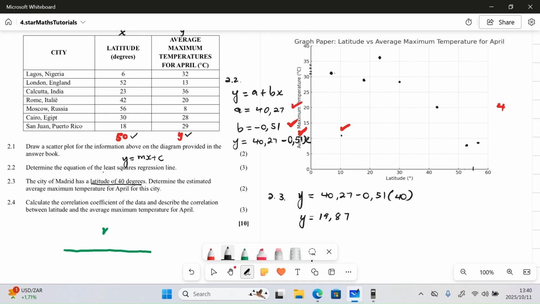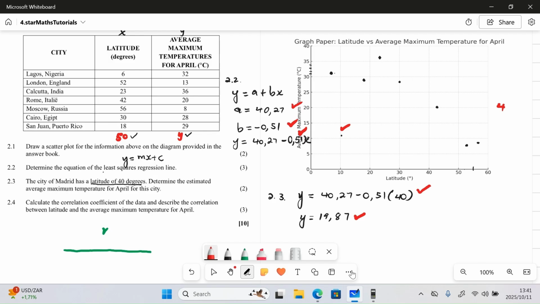How many marks is it? It's 2 marks. The first mark is for correct substitution. So make sure you know your values of x, because sometimes we can be given the value of y, then we are asked to find the value of x. Not always will we be given the value of x. Then the other mark is for the answer.